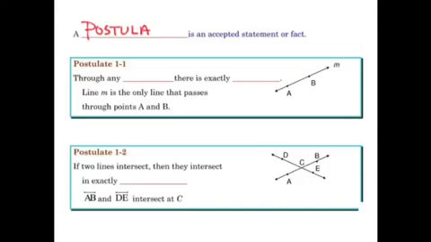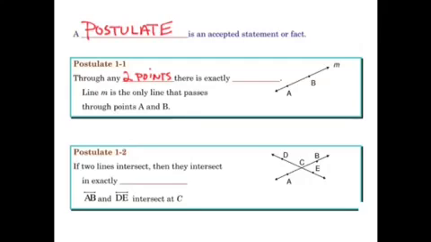All right. This will be a big term for us. A postulate is an accepted statement or fact. It's something that we assume to be true. So when we build our geometric reasoning, we have to start with something. And so we begin with things that we just assume as a fact, and we build from those. Those are called postulates. All right?